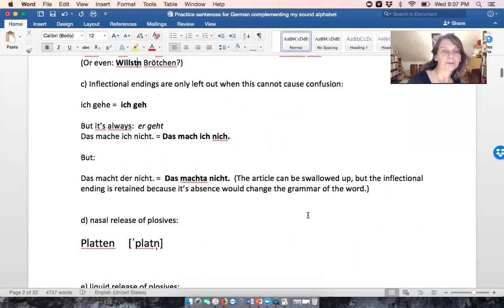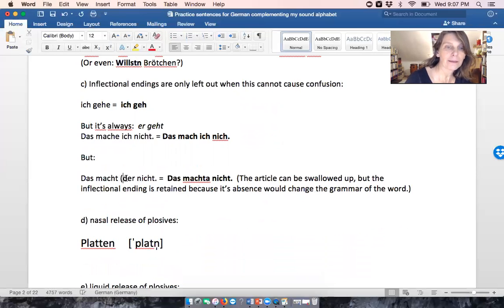Okay. Now, "das macht der nicht" oder "das macht er nicht" can be reduced to "das macht er nich." So we have a deep schwa. "Das macht er nich." Totally different rhythm, right? Okay.